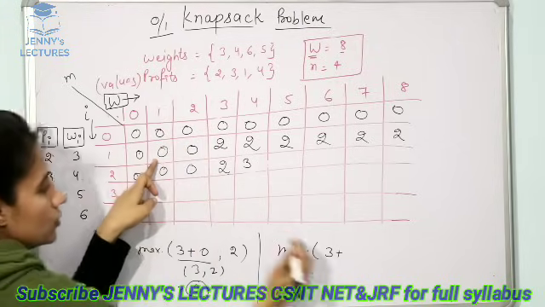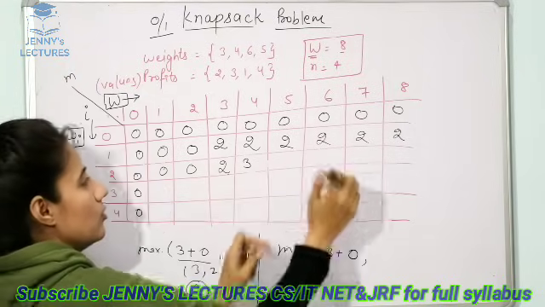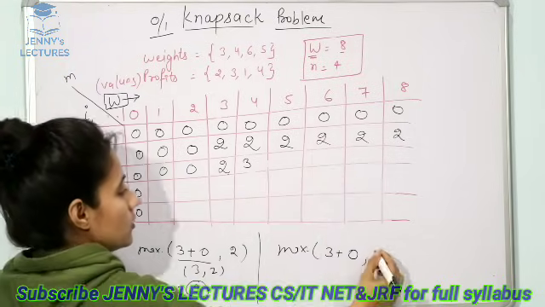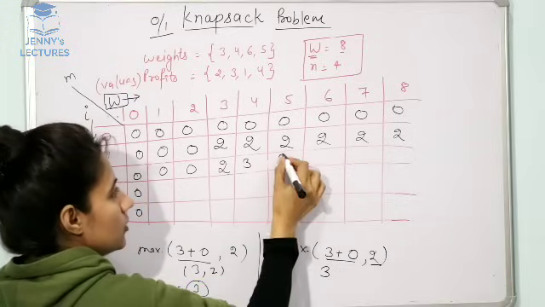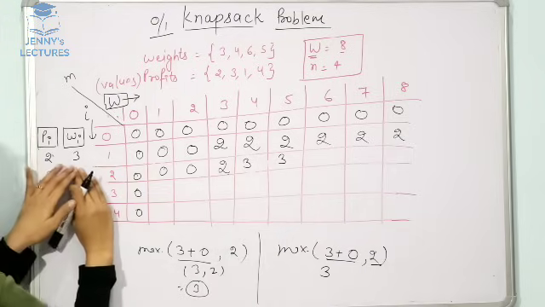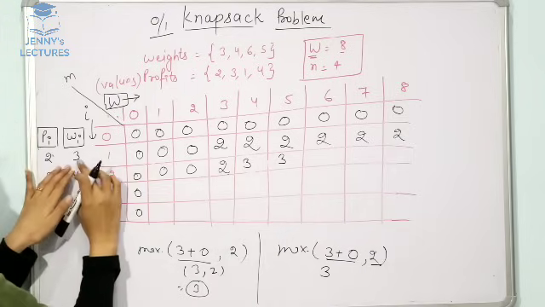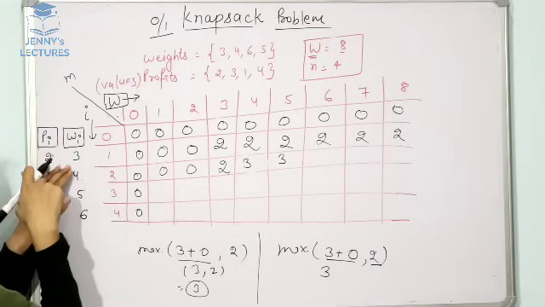Here what is the value? 0.3 plus 0, or the value just above this cell. What is the value? 2. Maximum of 3 and 2 is what? 3. We will write 3 here. See, if you will not select this one, then the only remaining item is 3. Then you have to select this 3, and the weight, the profit is what?